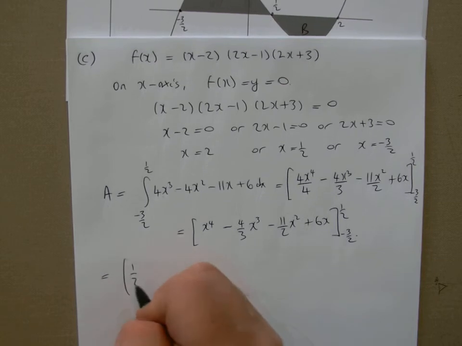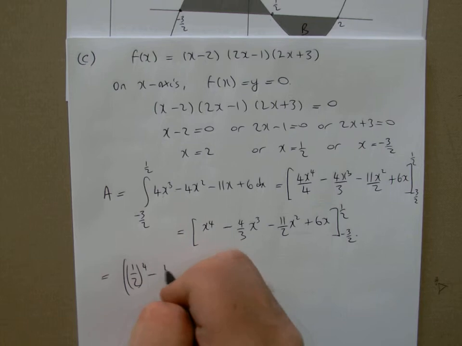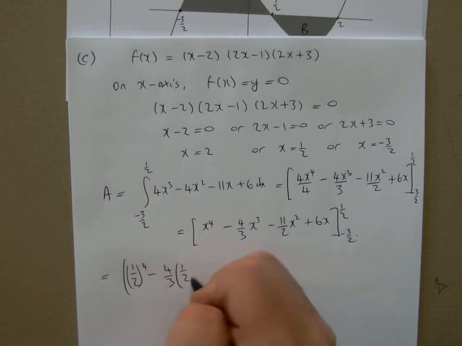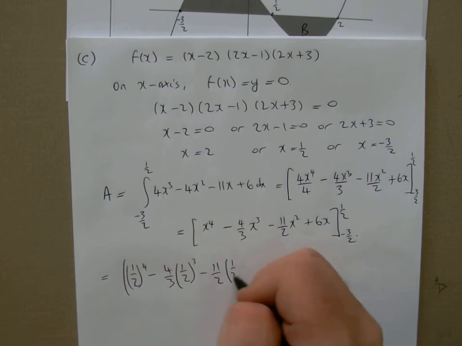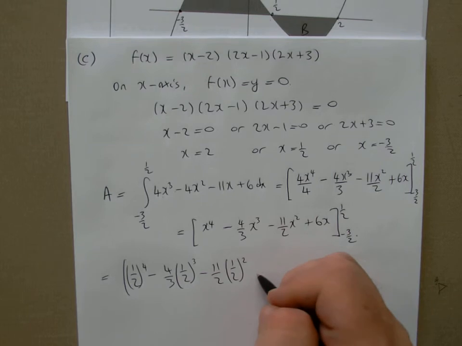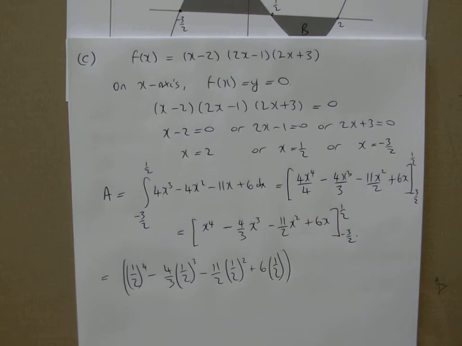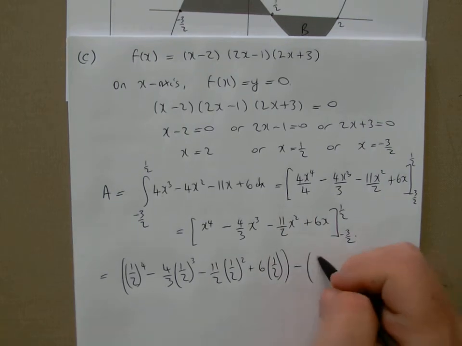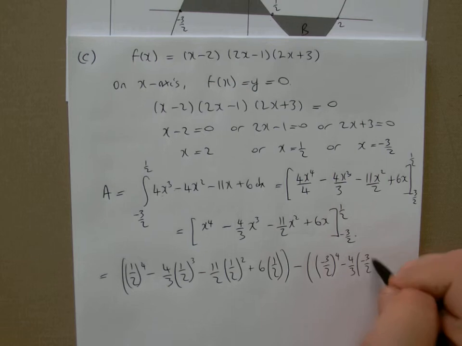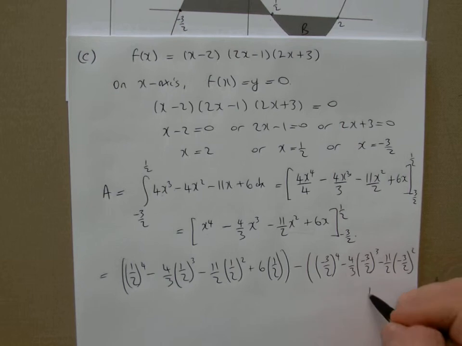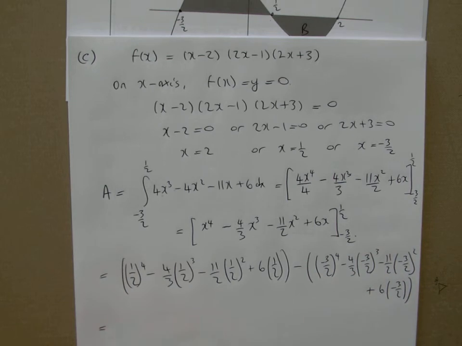So we'll put 1/2 to the power 4 minus 4/3 times 1/2 cubed minus 11 halves times 1/2 squared, and then plus 6 halves. Okay, so that's substituting a half in. Take away now, let's put in minus 3 over 2. And then plus 6 times minus 3 over 2 here. Okay, so a lot of calculator work here.